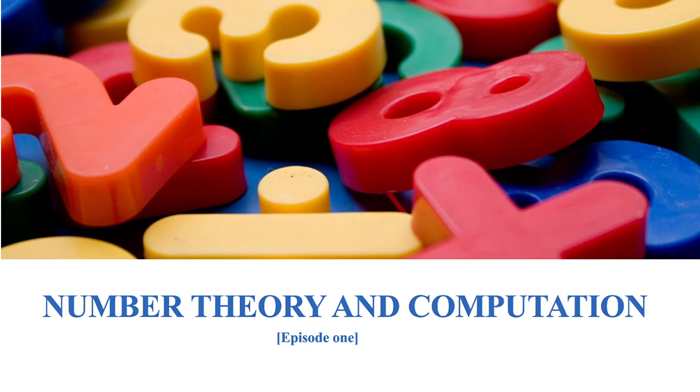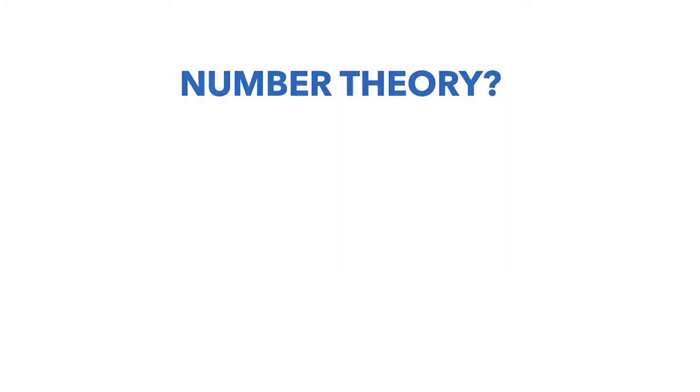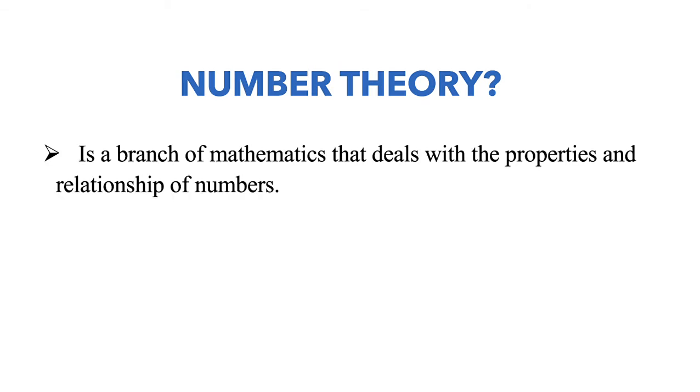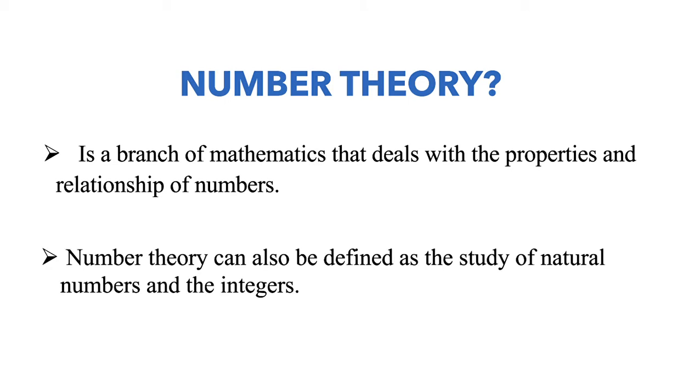So today I will start with the definition of number theory. Now, what is number theory? Number theory is a branch of mathematics that deals with the properties and relationships of numbers, and it can also be defined as the study of natural numbers and the integers. In today's video, I will be showing us a set of different numbers with examples.